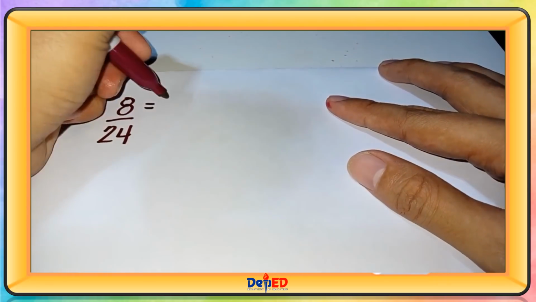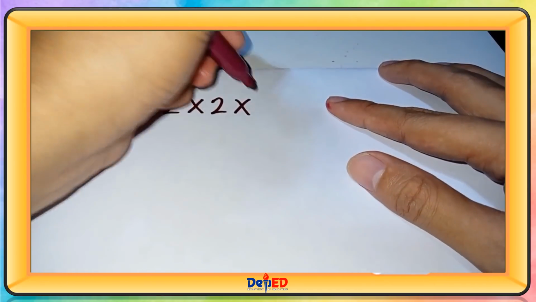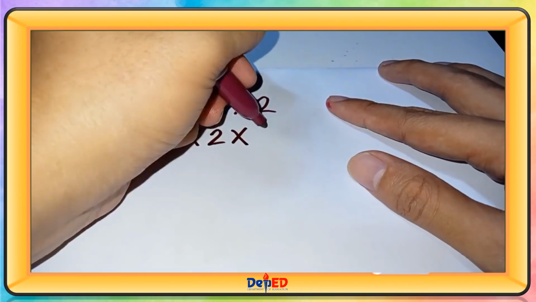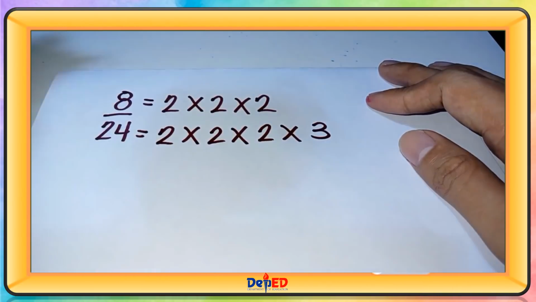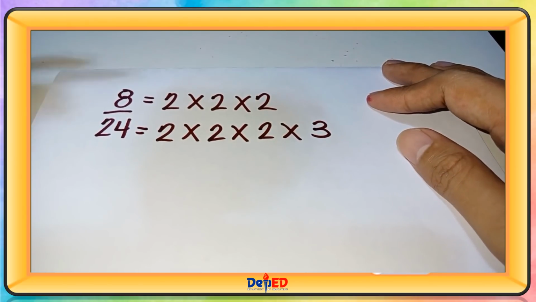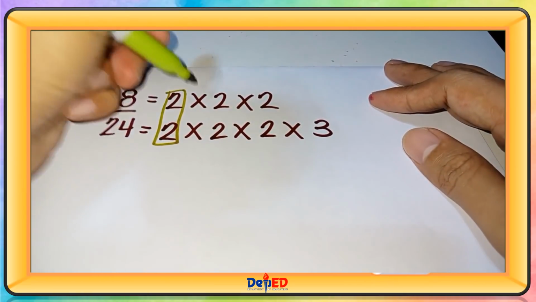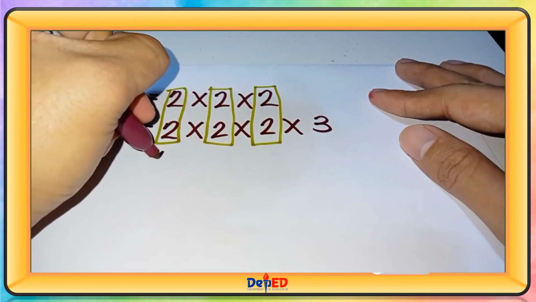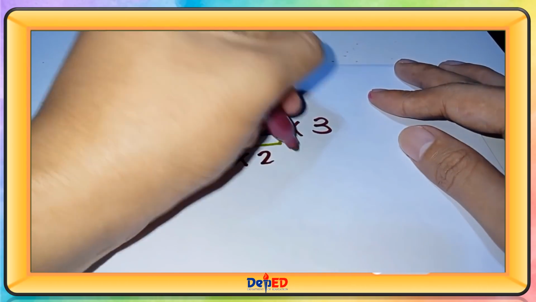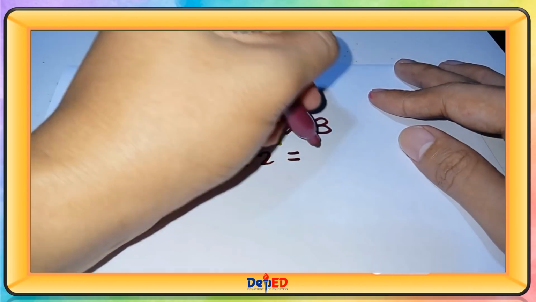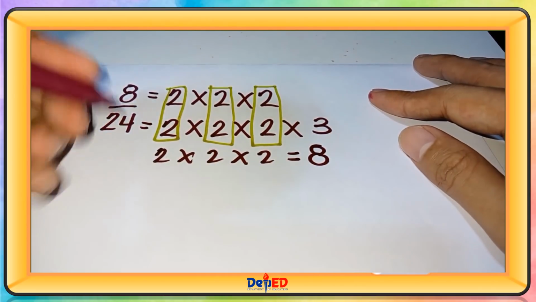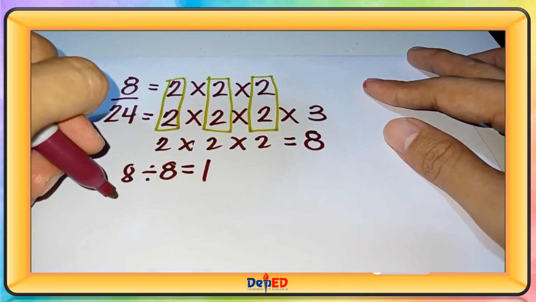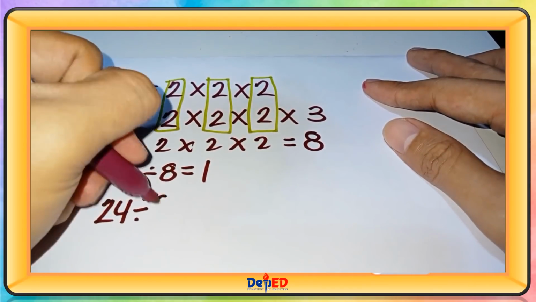8/24. The prime factor of 8 is 2 times 2 times 2, while 24 is 2 times 2 times 2 times 3. We have 3 common factors, which is number 2. 2 times 2 times 2 equals 8. 8 divided by 8 equals 1. 24 divided by 8 equals 3.